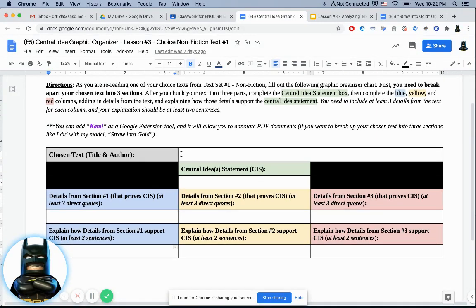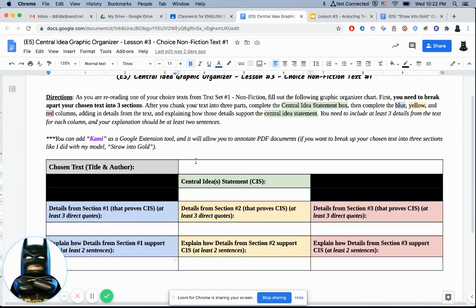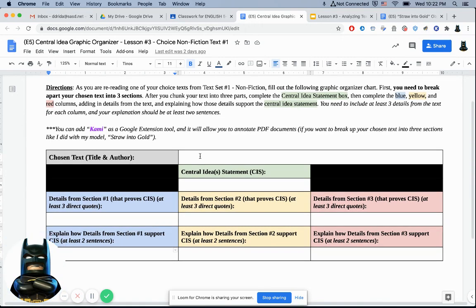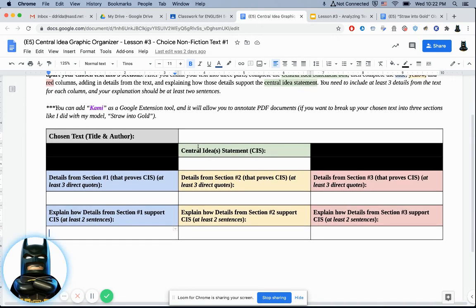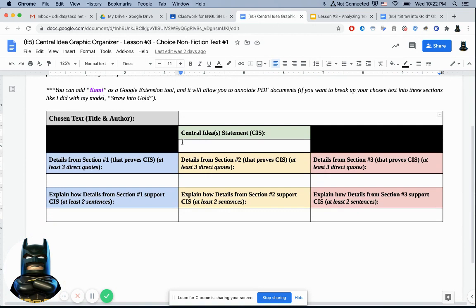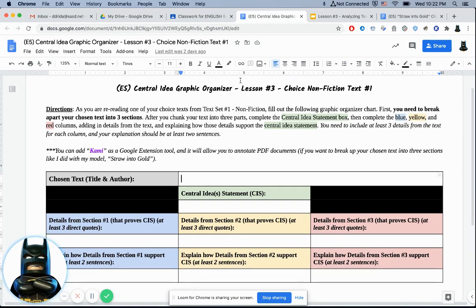All right, so again, what you have to get done over the course of today and tomorrow is to choose one of those texts that you read for Monday and Tuesday, and put the chosen text, title and author, and then fill out the rest of the chart. So central idea statement, your details, explain how those details support that central idea statement, again for the beginning, middle, and end of your chosen piece.